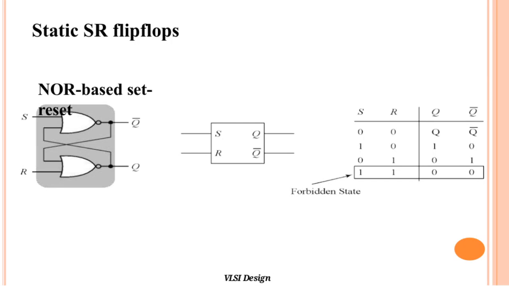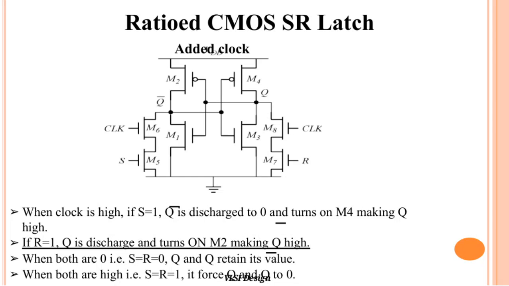Now let's take a closer look at static SR flip-flops, which are fundamental building blocks in digital circuits. These flip-flops are often implemented using NOR gates to create the set-reset function, allowing us to store a single bit of information reliably. This NOR-based set-reset configuration provides a simple yet effective way to control the state of the flip-flop. Understanding how these elements work is especially important in VLSI design, where efficient and dependable memory elements are crucial for creating complex integrated circuits. Here, we are looking at a ratioed CMOS SR latch with an added clock signal.